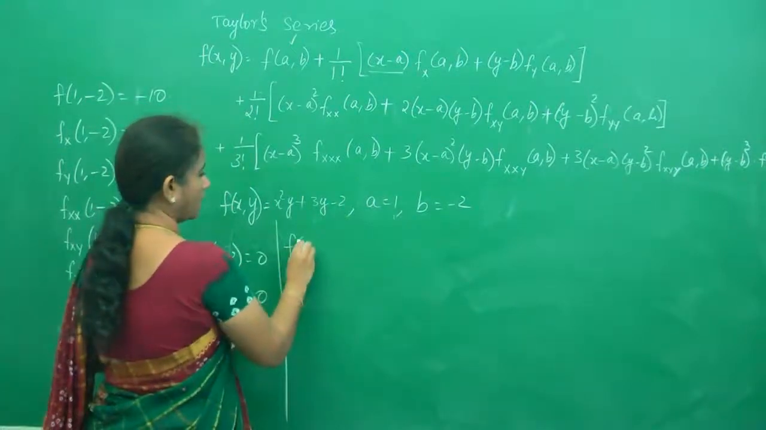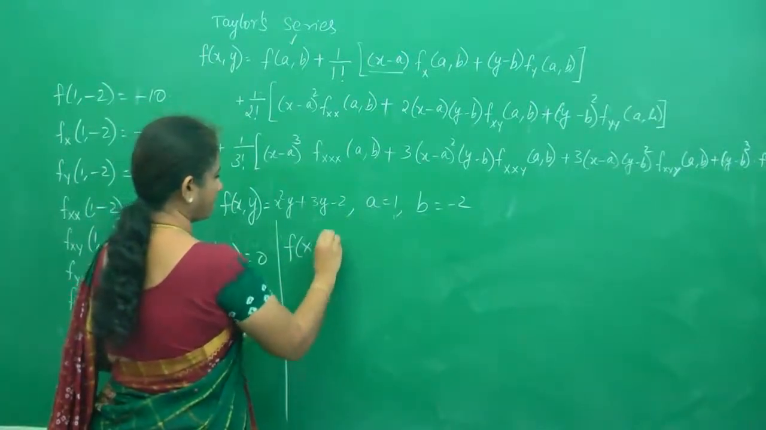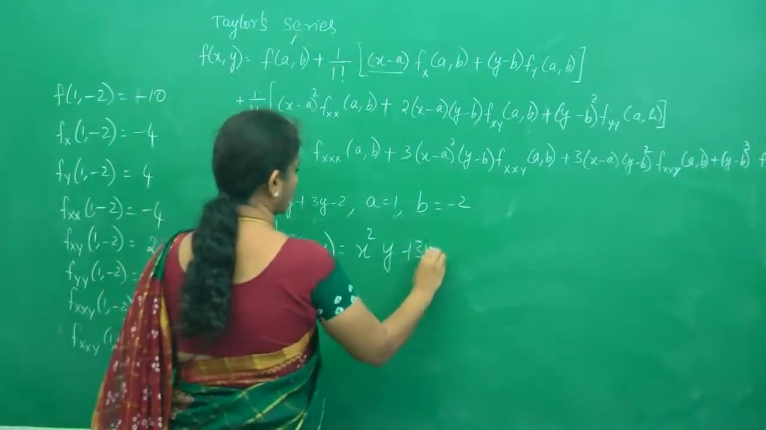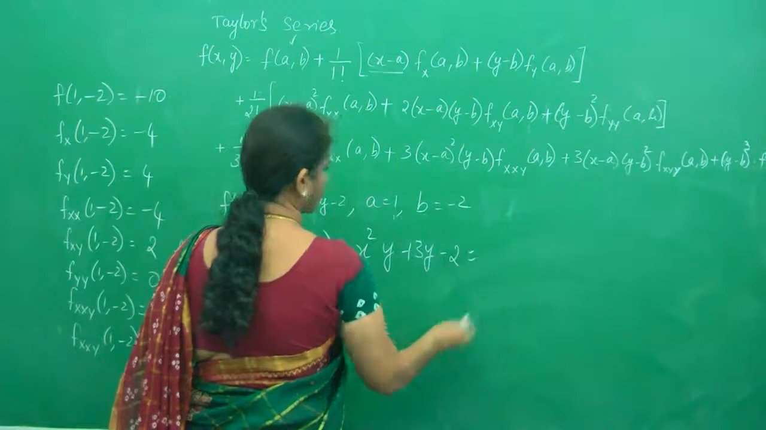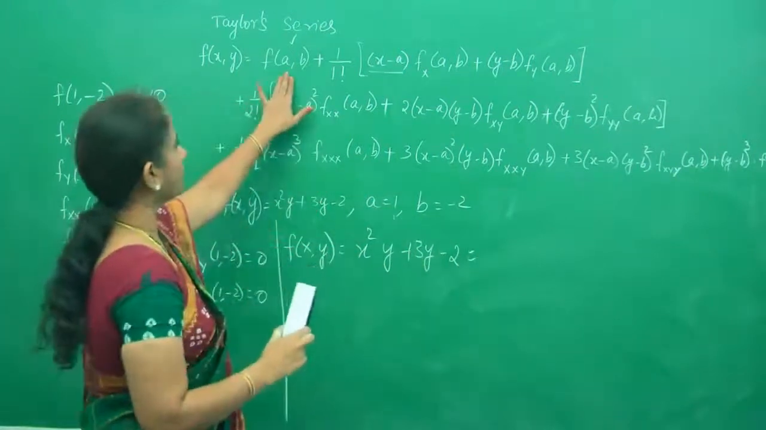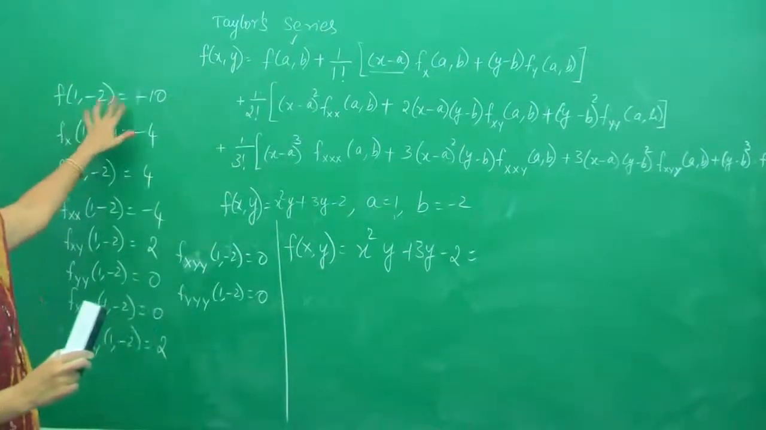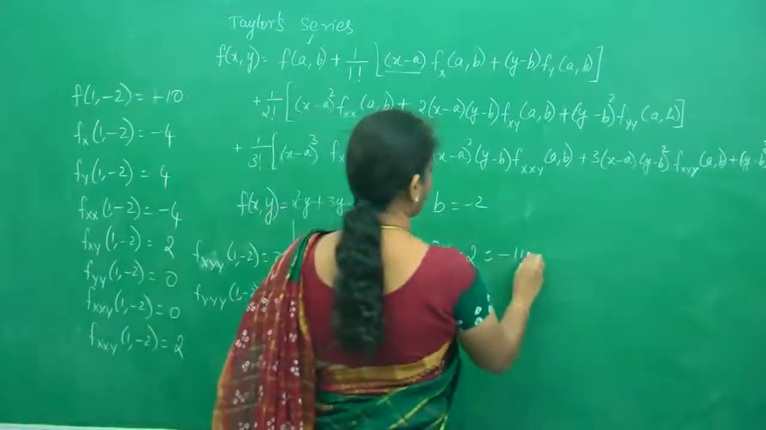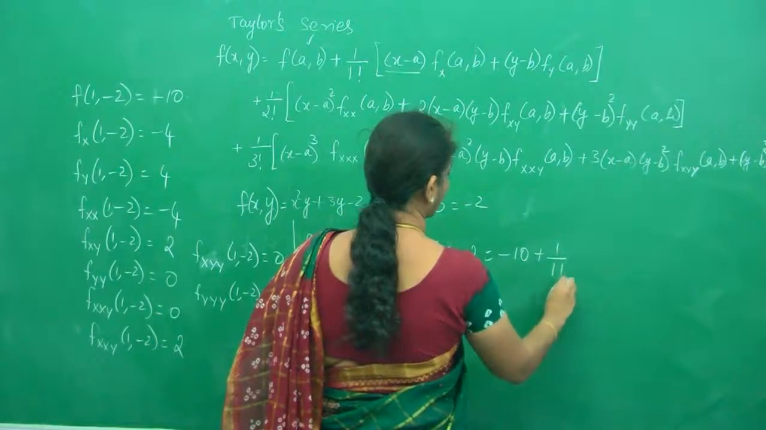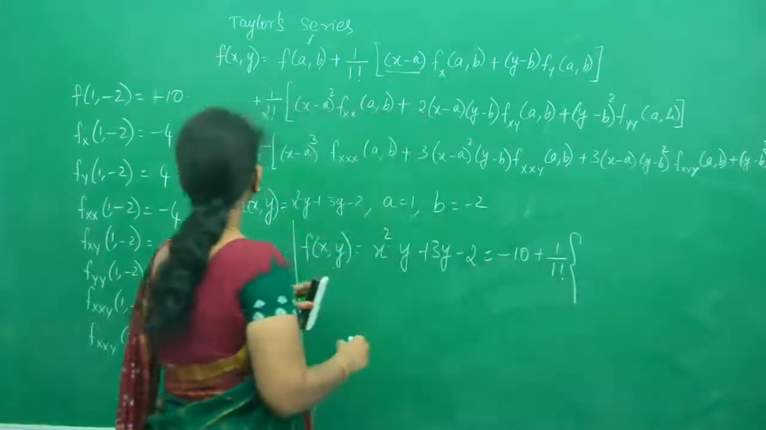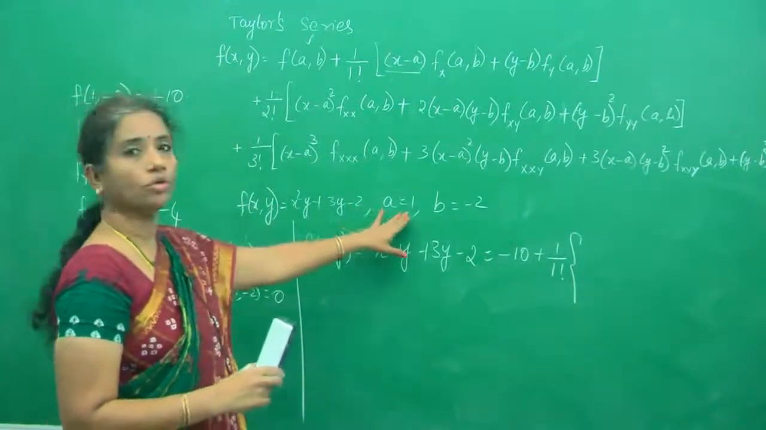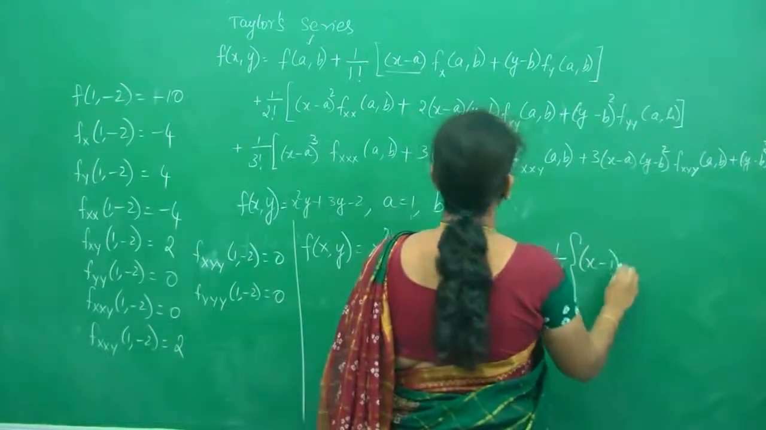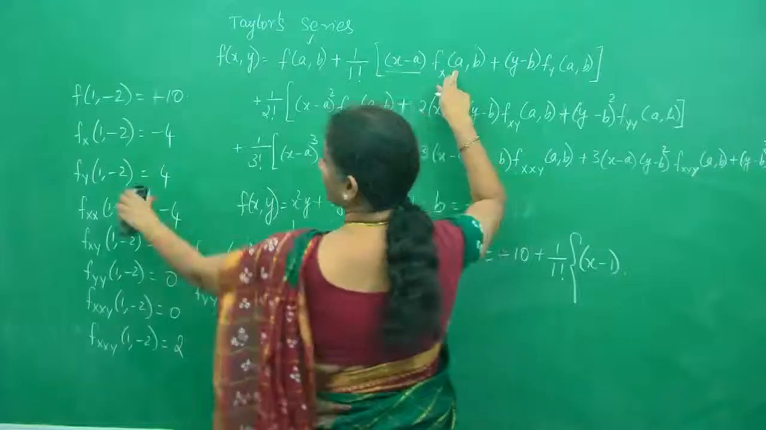f of xy equal to x square y plus 3y minus 2 equal to, very careful, f of ab, f of 1 comma minus 2. What is it? Minus 10. Copy it here. Plus 1 by 1 factorial, open a bracket, x minus a. What is a for you? 1. Okay, so x minus 1 into fx of ab.